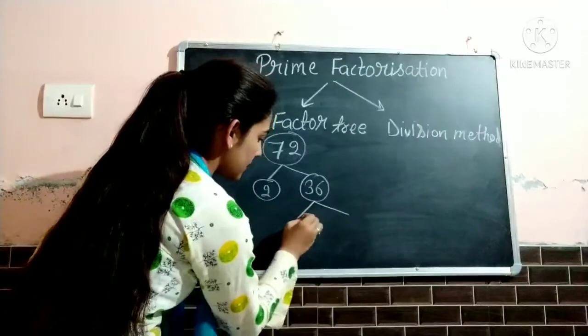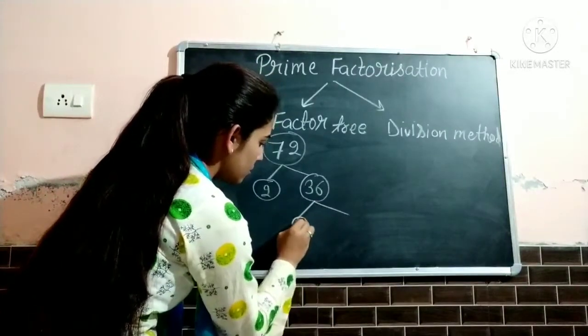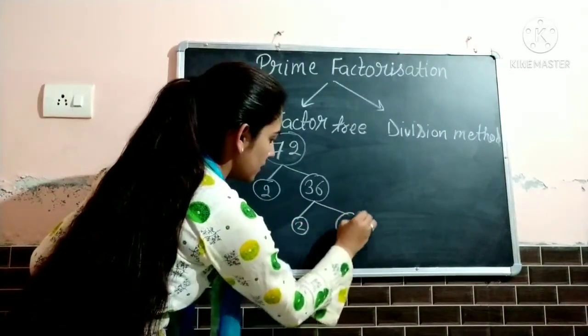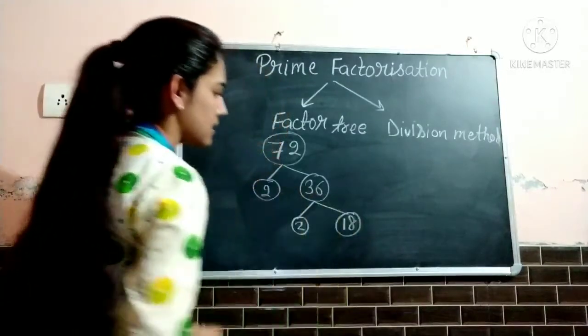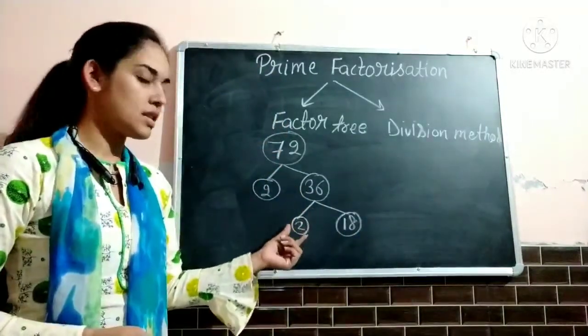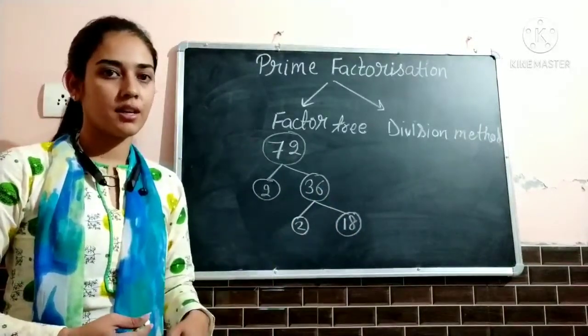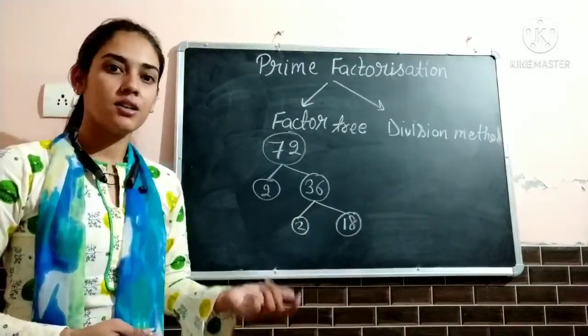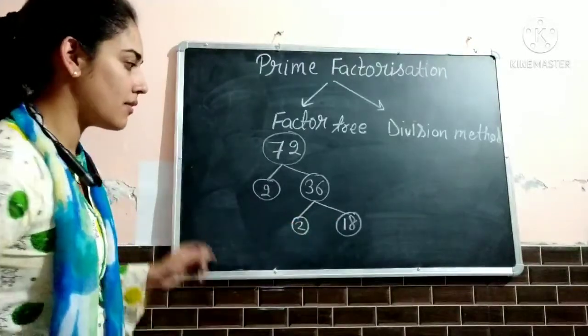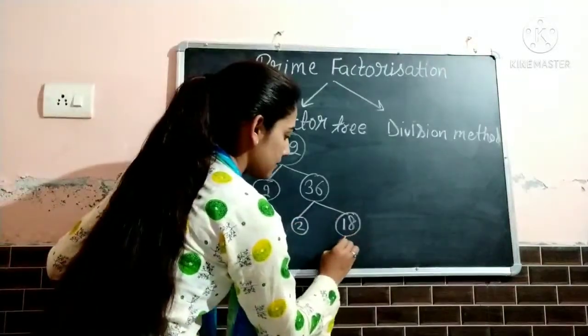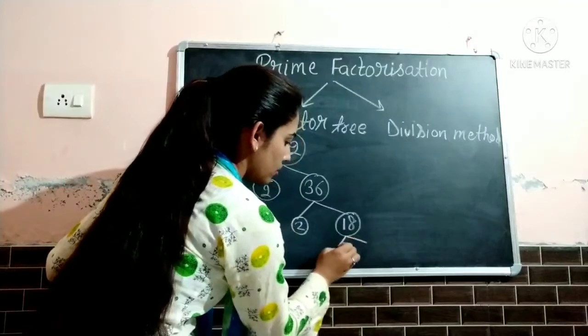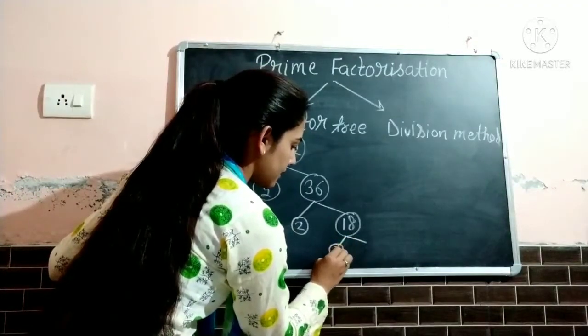So factors of 36: 2 18s are 36. Now look here again. 2 is a prime number, but 18 is not a prime number. 18 is a composite number. So we have to break 18 again. If 18 is divisible by 2, then take 2 again. So 2 9s are 18.